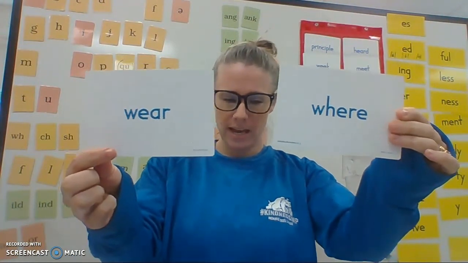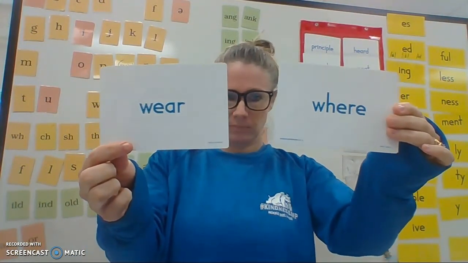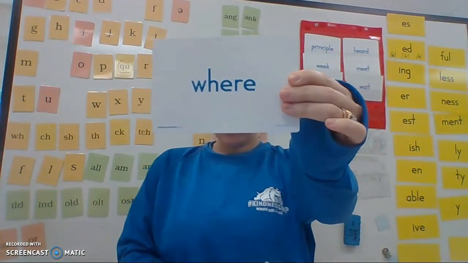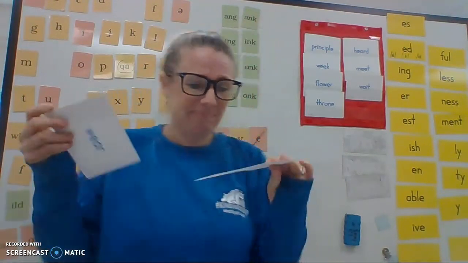Where are you going? Which where was that? Write it on your whiteboard. Spell it with me. W-H-E-R-E. And remember the hint, it's got the word here inside of it. So you know it's the question. Where are you? Here I am.